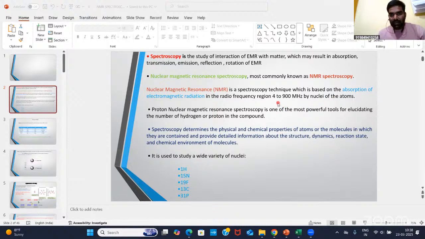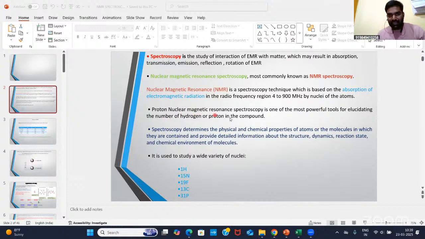In what range does it vary? This radio frequency range is from 4 to 900 megahertz. The absorption of electromagnetic radiation occurs in NMR spectroscopy, which is based on this absorption spectrum, in the radio frequency range of 4 to 900 megahertz.